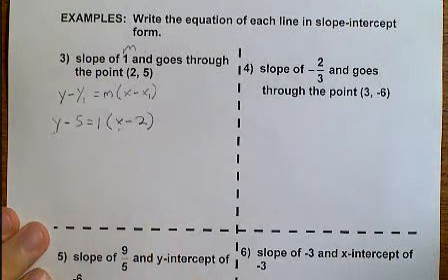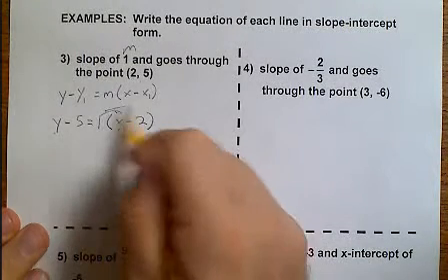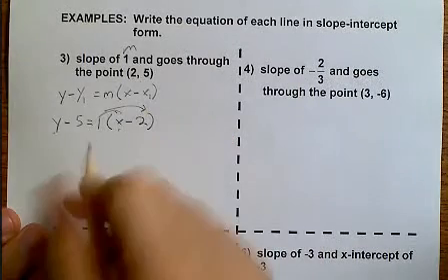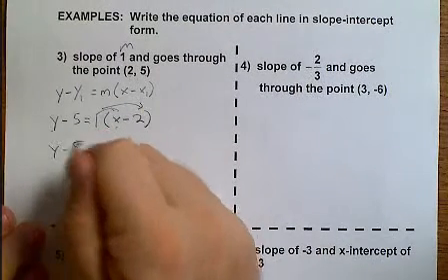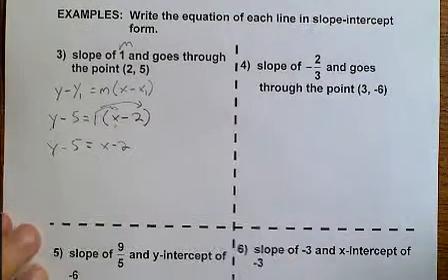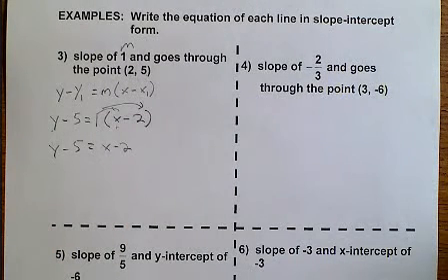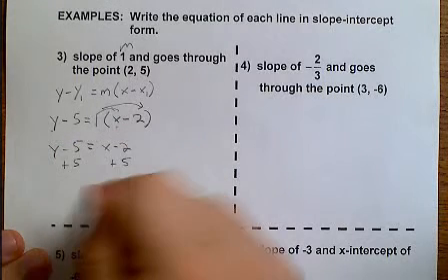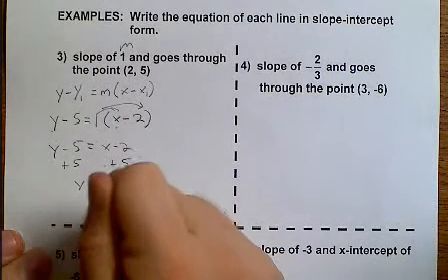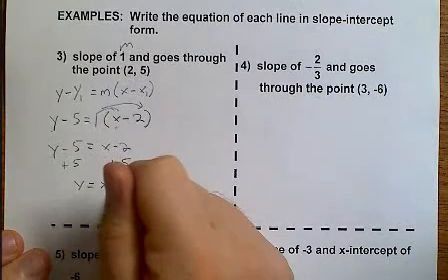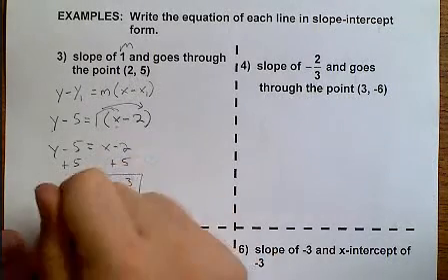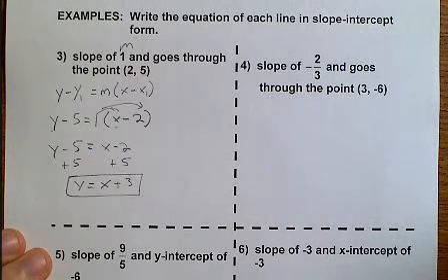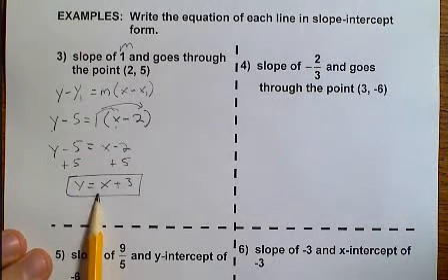Now, we go ahead and solve. We start by distributing. Y minus 5 equals x minus 2, because multiplying by 1 does nothing. Next, we need y by itself, so we add 5 to both sides. Negative 2 plus 5 is a positive 3. Y equals x plus 3. This is slope-intercept. Our slope is 1. Our y-intercept is 3.